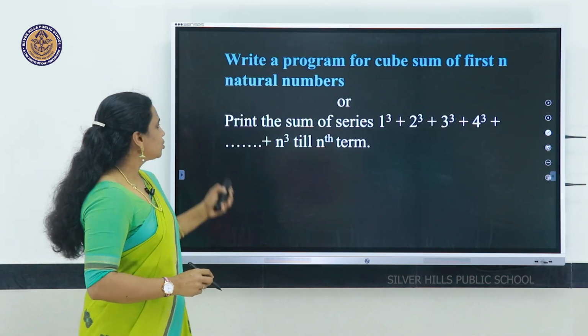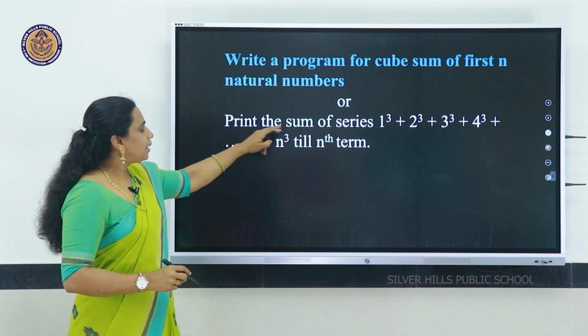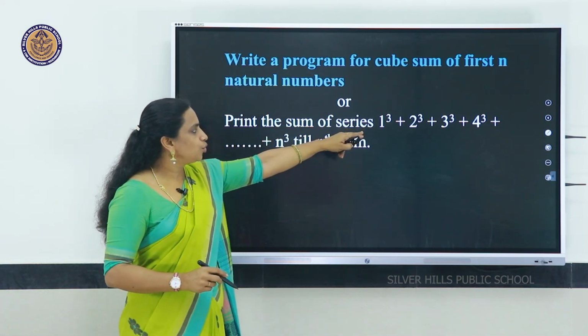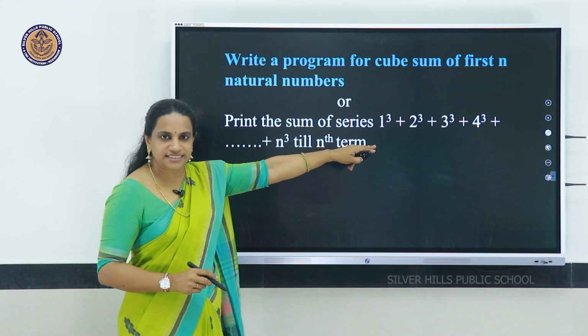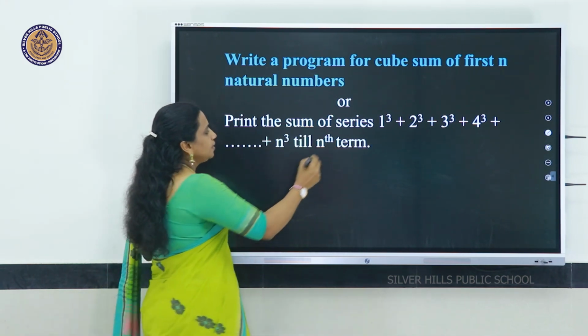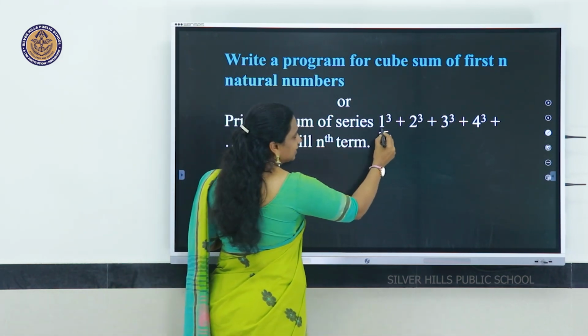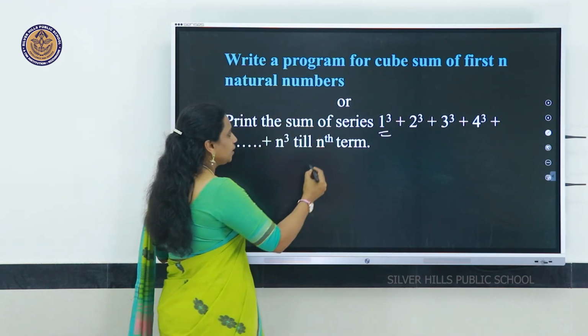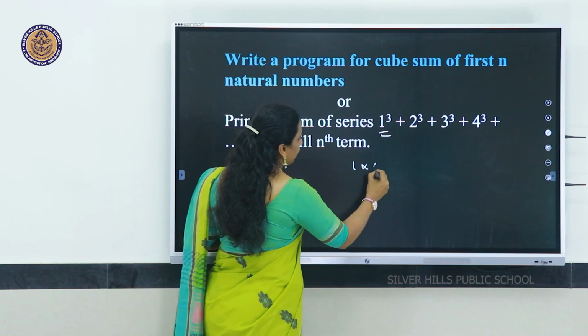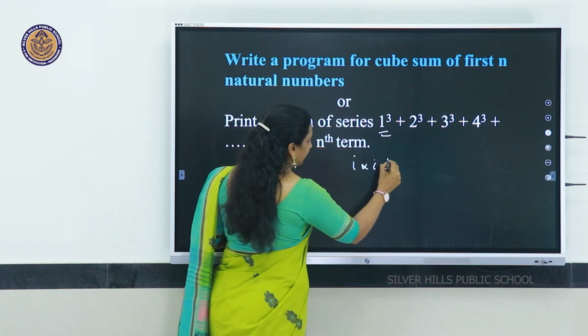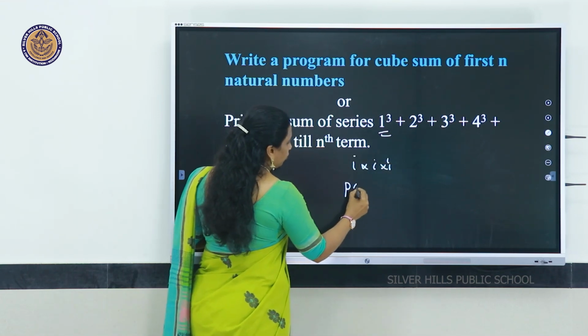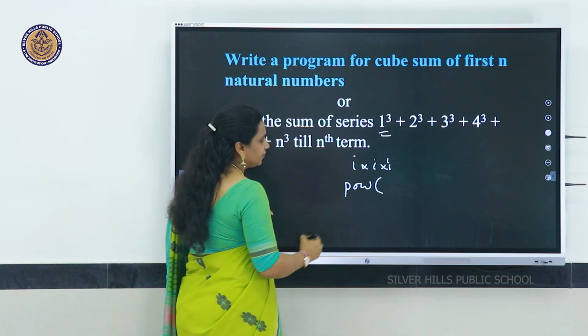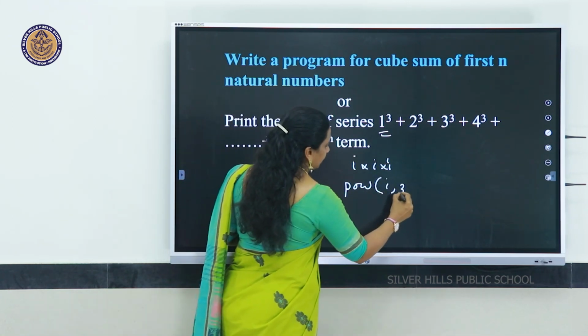Now, this is also a very simple question. Sum of series 1 cube plus 2 cube plus 3 cube plus 4 cube etc. Okay, very simple for finding this one. Here the iterations are 1, 2, 3, 4 etc. Therefore, what you can do is I into I you can take, or power of, you know what a power function is, I comma 3.